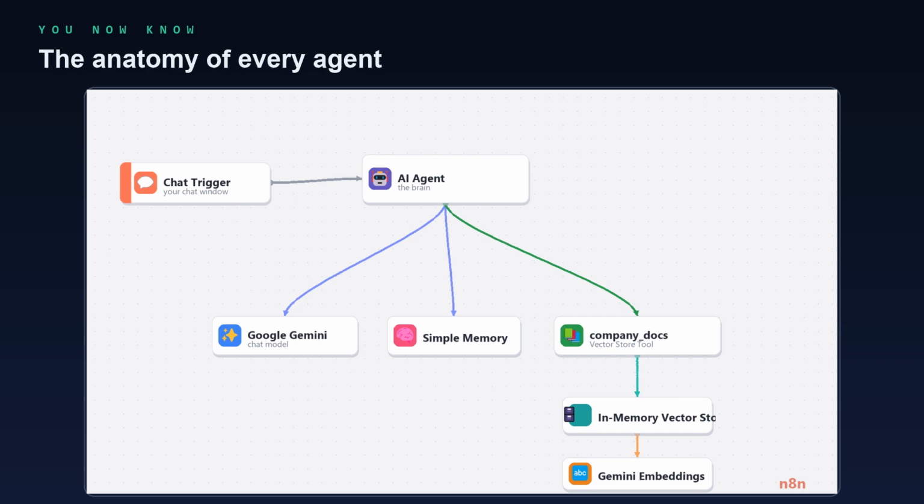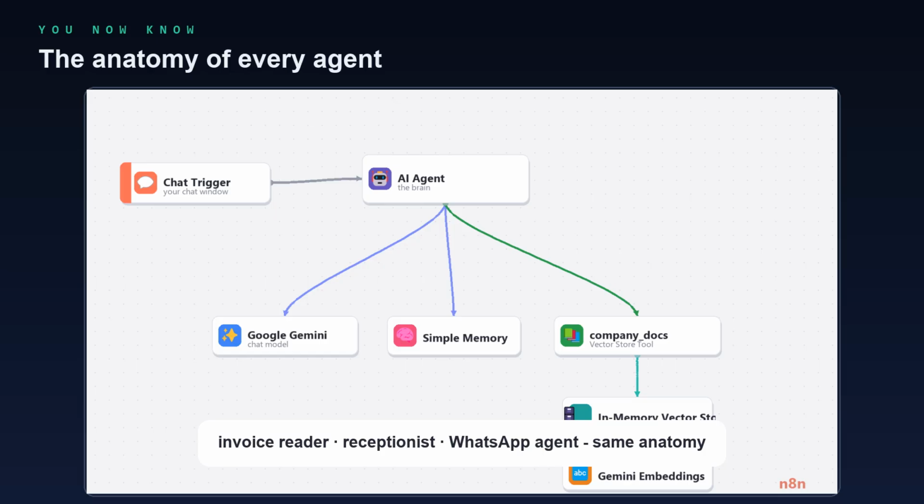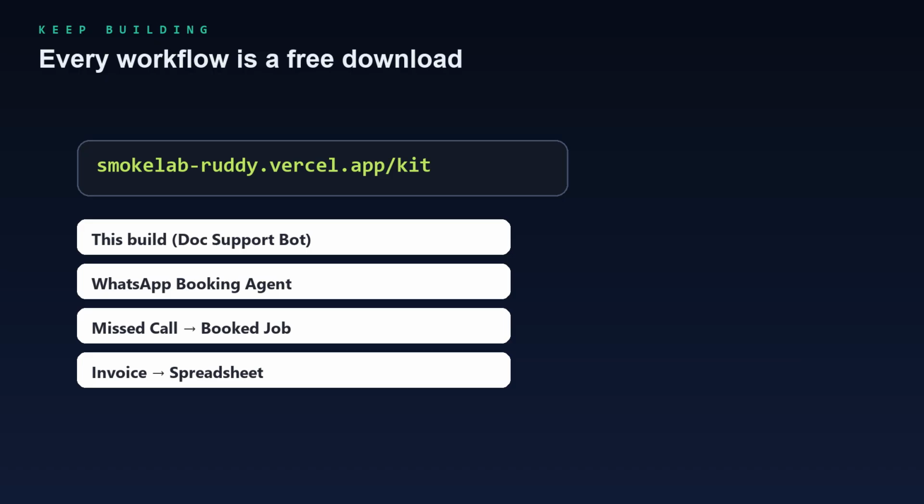So where do you go from here? You now know triggers, nodes, models, tools, memory, and guardrails. That's the same anatomy behind every agent we build. The invoice reader, the missed call receptionist, the WhatsApp booking agent. They're all on this channel, step by step. And every workflow, including the one you just built, is a free download at the link below. Import it, compare it with yours, keep building.